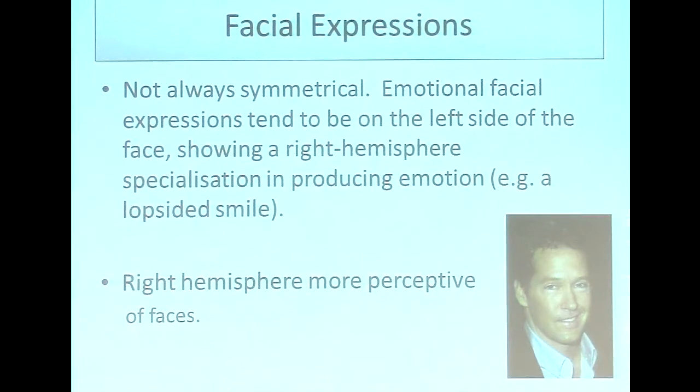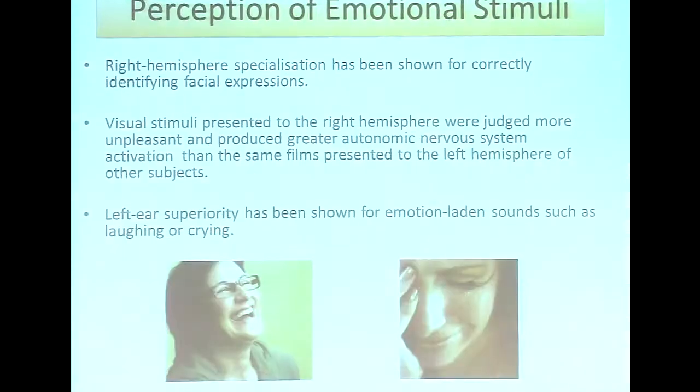And the right hemisphere is more perceptive of faces. That is identifying who people are by their faces. Perception of emotional stimuli, the right hemisphere specialization, has been shown for correctly identifying facial expressions. So not only is the right hemisphere good at recognizing faces, but also understanding and recognizing facial expressions. And visual stimuli presented to the right hemisphere were judged more unpleasant and produced greater autonomic nervous system activation than the same films presented to the left hemisphere of other subjects.